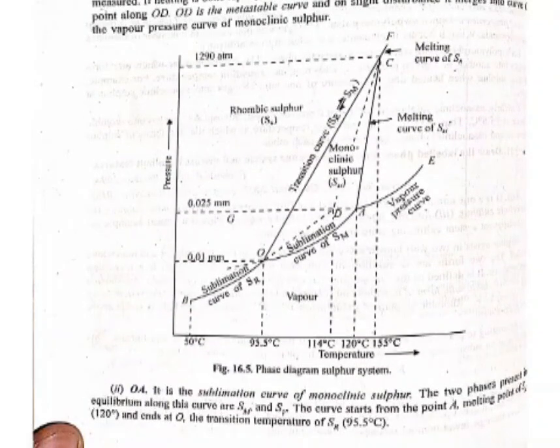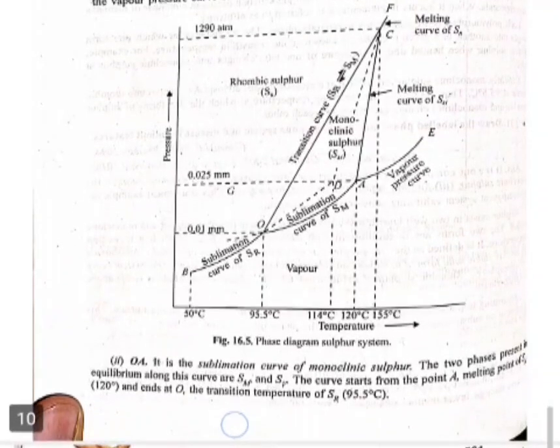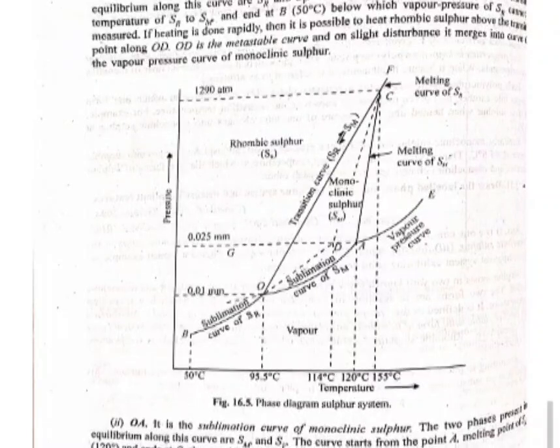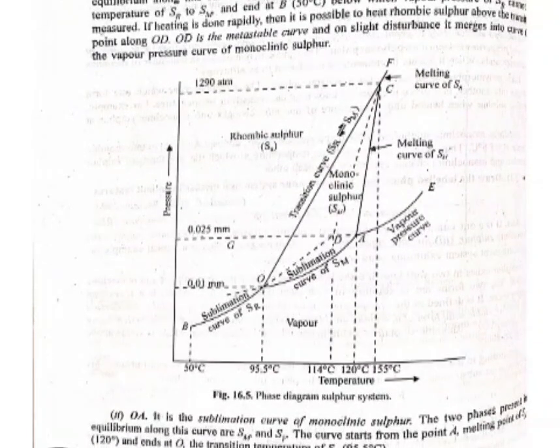Now we talk about curves. The first curve we will talk about is OP. OP is the sublimation curve of rhombic sulfur. The two phases present in equilibrium along this curve are SR and SV. The curve starts from the point O, the transition temperature of SR and SM, and at 50 degrees Celsius, below which the vapor pressure of SR cannot be measured.